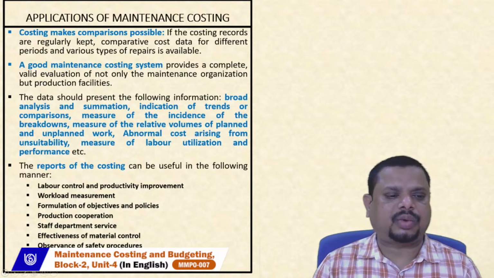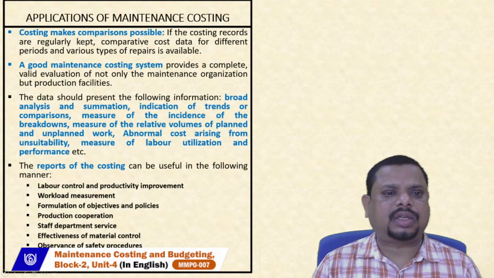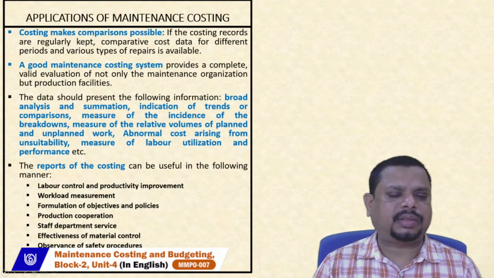The first one is labor control and productivity improvement, workload measurement. This is the most important part, and that is why companies assign the workload from A shift to B shift and C shift. In some cases, if you go for a higher side of maintenance, they will provide extra hours of work.